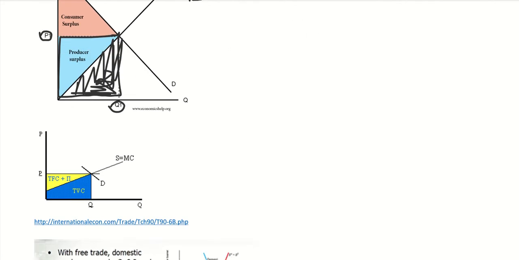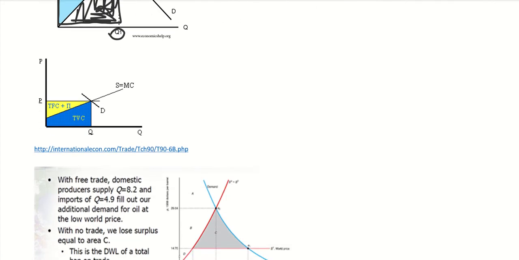So here is a simpler diagram illustrating the same concept that I have already told you. The supply curve is equal to the marginal cost curve, and the symbol pi usually denotes profit. In this case, it denotes profit as well.